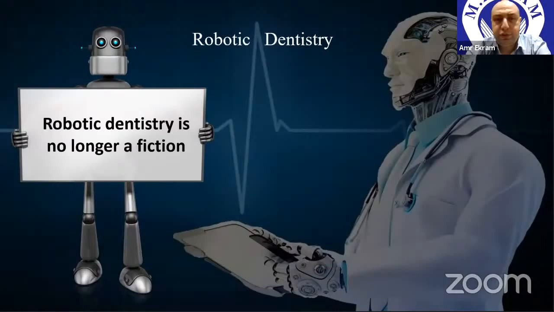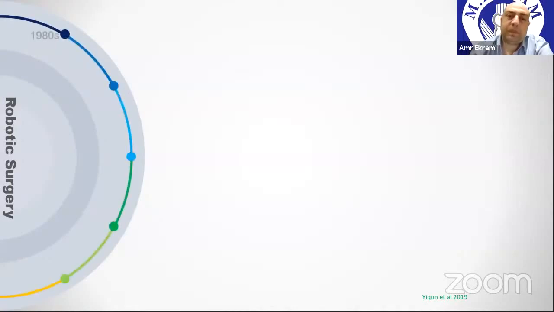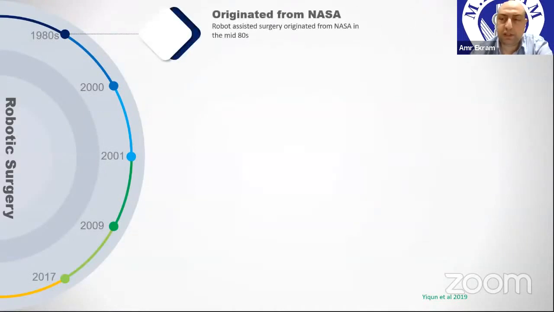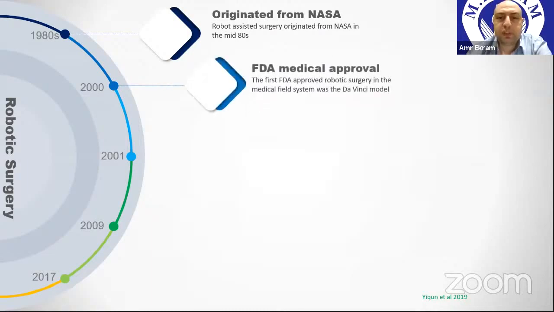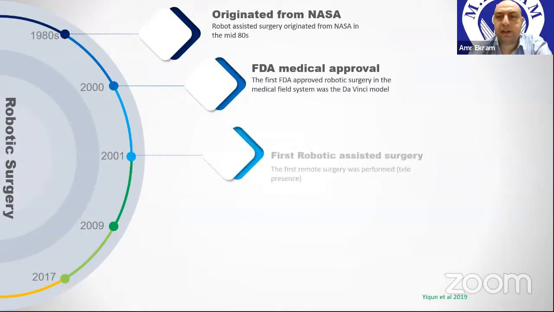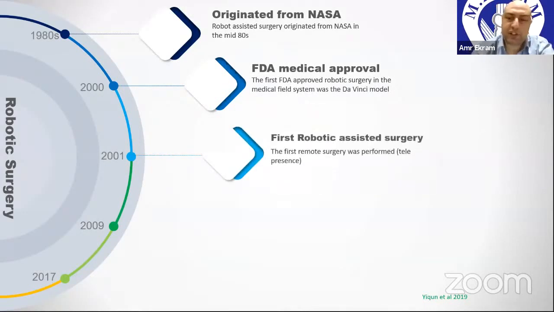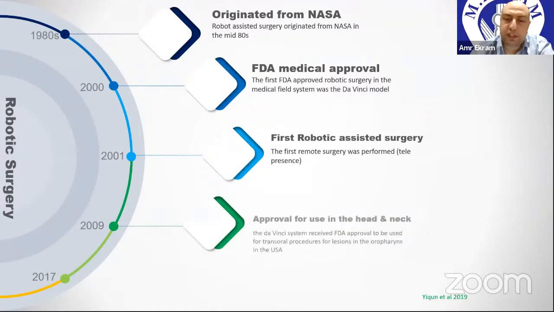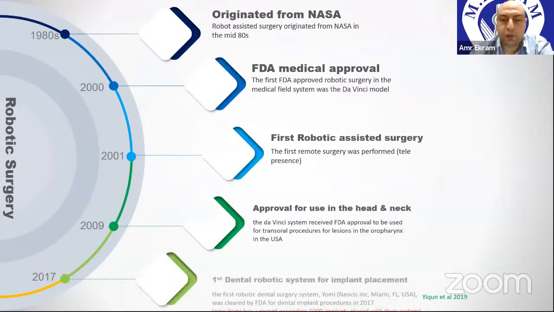Another topic in the future of digital dentistry and the smart era is robotic dentistry. And robotic dentistry is not a fiction, it's reality nowadays. The idea, of course, did not start in the dental field. It started with NASA, space research, and then it was developed for other medical applications, then finally for the dental field.